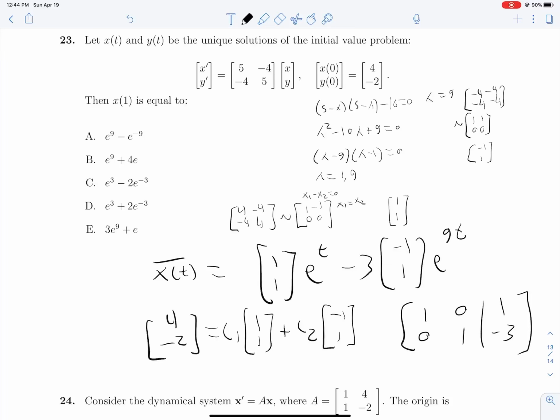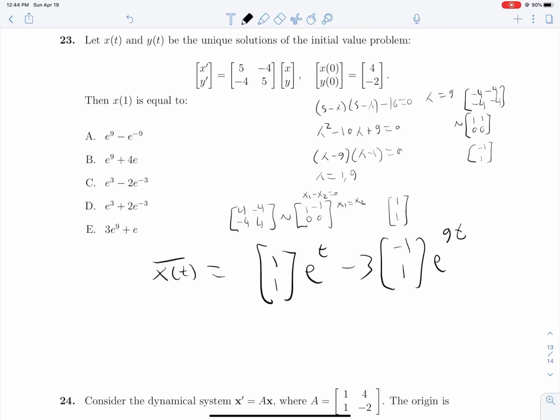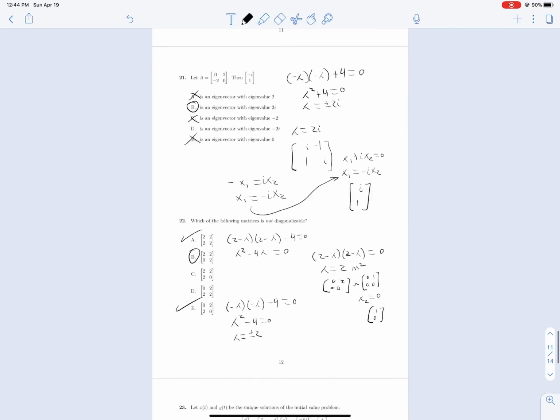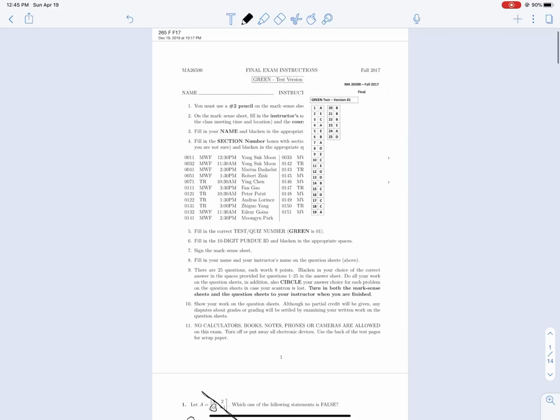And then all we're doing now is solving for x at 1. We have to be careful here because x at 1 is not the solution to this x of t that I've written. It's the top equation. So it will be 1 e to the t, pulling out this guy, plus 3 e to the 9t, and this is x of t. And plugging in t is equal to 1, we get 3 e to the 9 plus e, so that is our solution for 23.